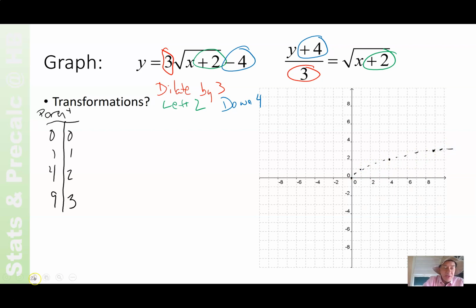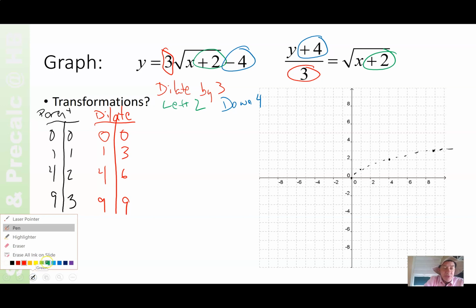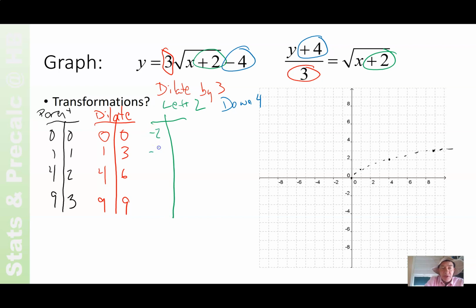And now, we always do dilations first, so let's dilate. Multiply the y's by 3. That means the x's are still 0, 1, 4, 9, and the y's are now 0, 3, 6, 9. So the y's have been multiplied by 3, and now translate, and we'll go left 2. If we go left 2, my x-coordinates will be -2, -1, 2, and 7. If we go down 4, my y-coordinates will be -4, -1, 2, and 5.